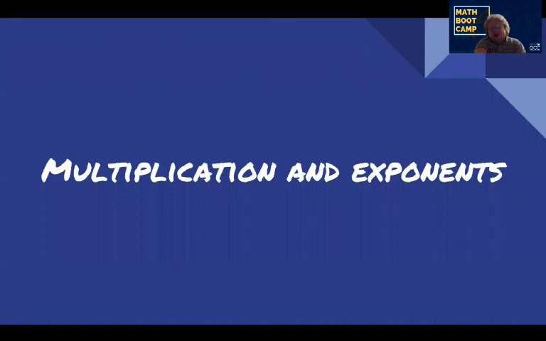That was our unit on multiplication and exponents.